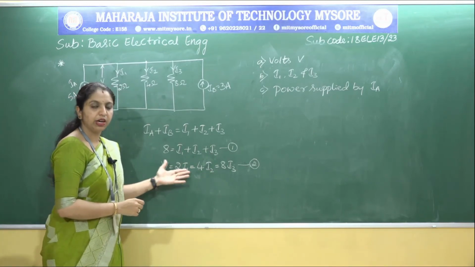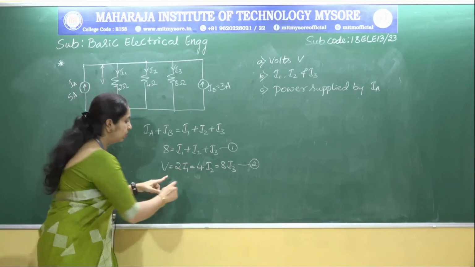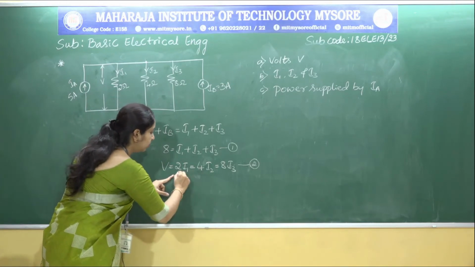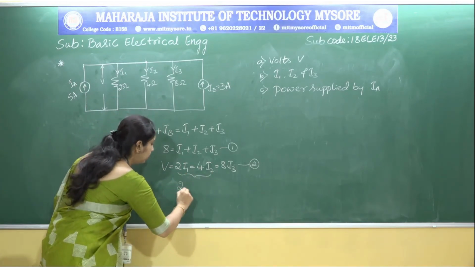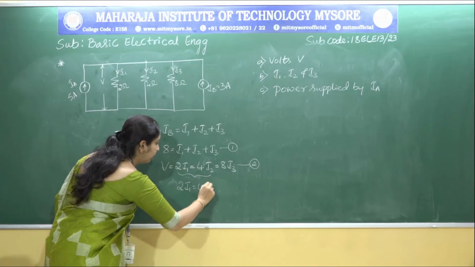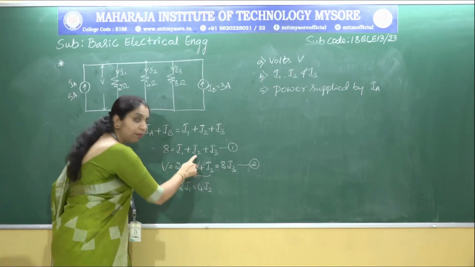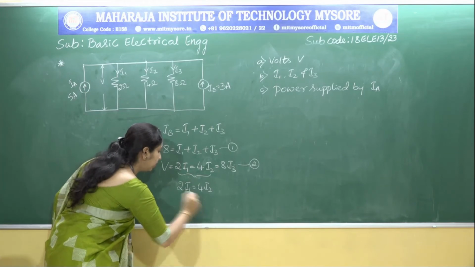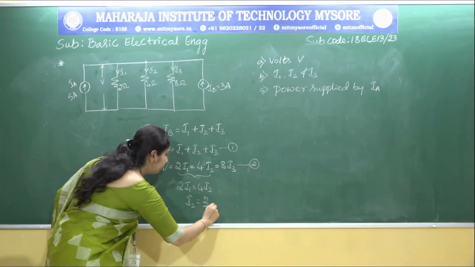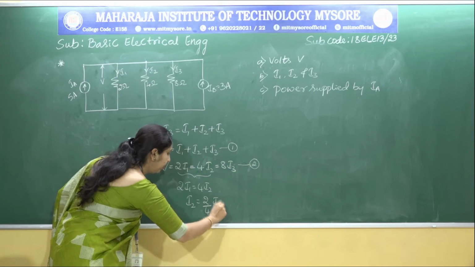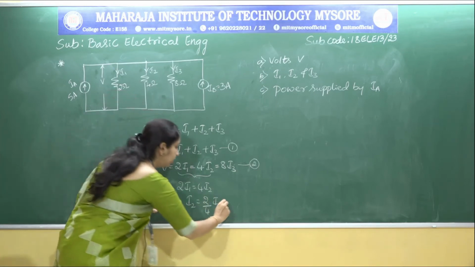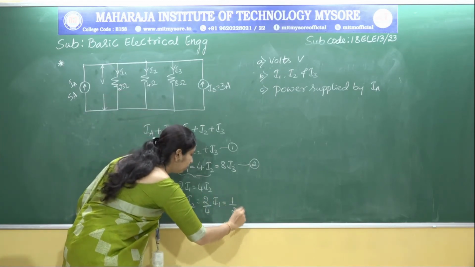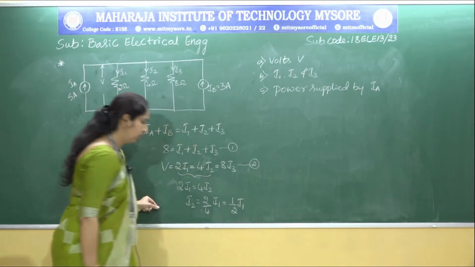So how can I substitute I2, I3 in terms of I1? We can have only this expression. These two expressions, which is 2 into I1 is equal to 4 into I2, because I need to replace this I2 in terms of I1. So what do I get? I2 is equal to 2 by 4 into I1, or this can be written as 1 by 2 into I1.